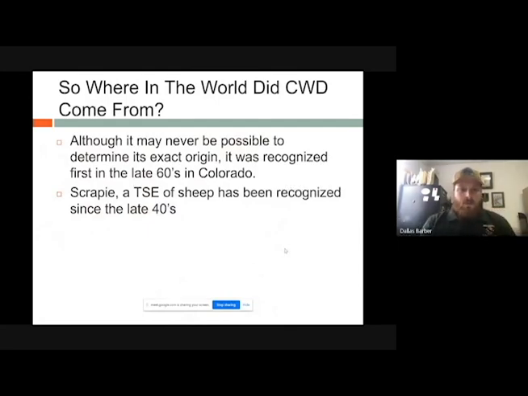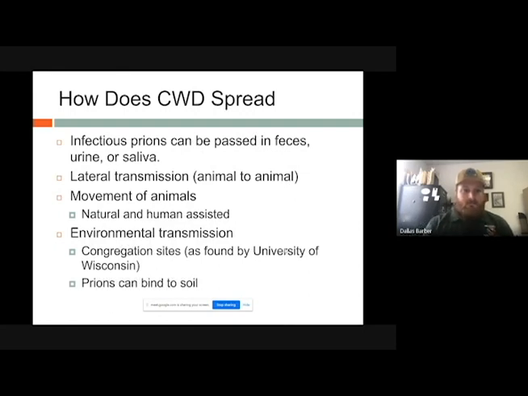So, where in the world did this come from? It's a really hard thing to trace all the way back, but it was first recognized and written about in the 60s in Colorado. Scrapie, like I had mentioned, is a TSE of sheep, and it's been around since the late 40s. So in the world of virology and disease study, this is something that's relatively new compared to a lot of other issues. How does this spread?